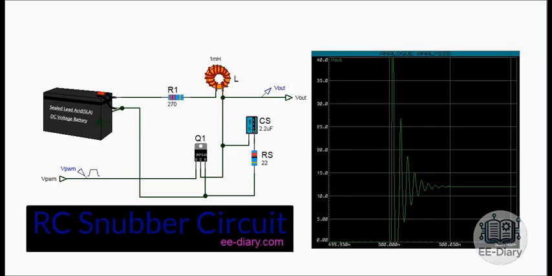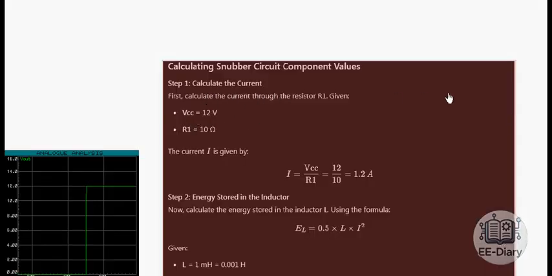Calculating snubber circuit component values. Step 1. Calculate the current. First, calculate the current through the resistor R1. Given VCC equals 12 volts, R1 equals 10 ohms. The current I is given by I equals VCC divided by R1, 12 divided by 10 equals 1.2 amperes.